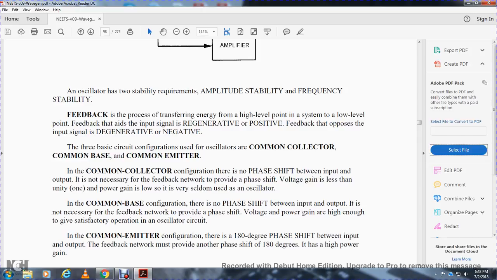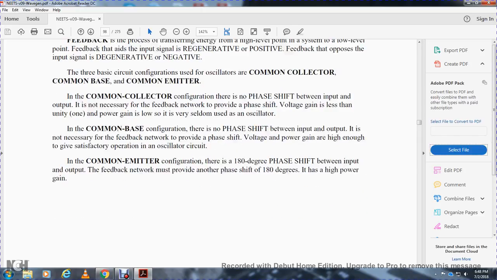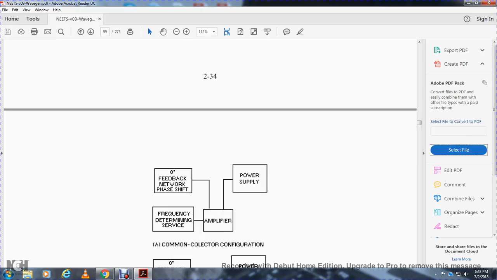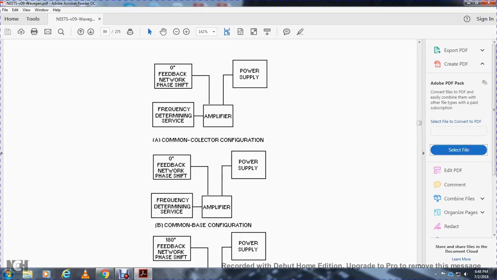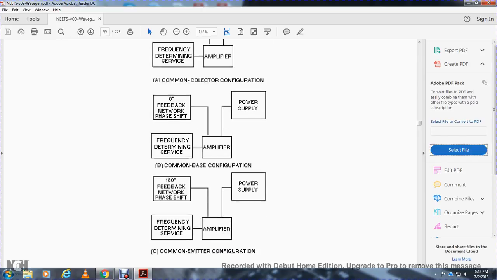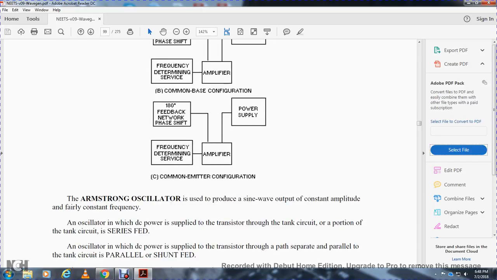In the common emitter configuration, there is a 180-degree phase shift between the input and output. The feedback network must provide another phase shift of 180 degrees, and it has a high power gain. To review: common collector has 0 degrees, there is also no phase shift in the common base, and there is a phase shift of 180 degrees in the common emitter.